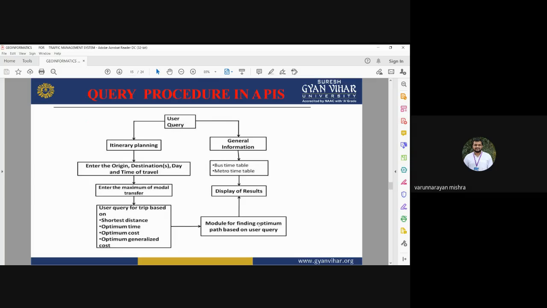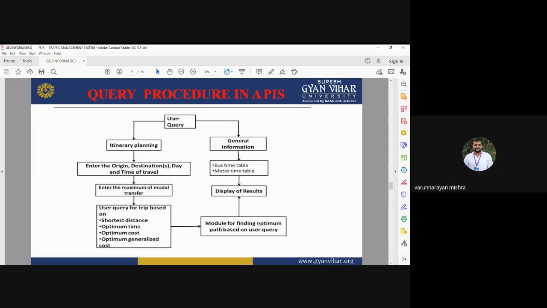Okay. So, the query procedure in a passenger information system. How can a user query in a passenger information system? The passenger has two options: itinerary planning or general information. What kind of information does the passenger require? Under itinerary planning, they have to enter the origin and destination, and the time and date of travel. Then they will get the information about the traffic condition on that road.